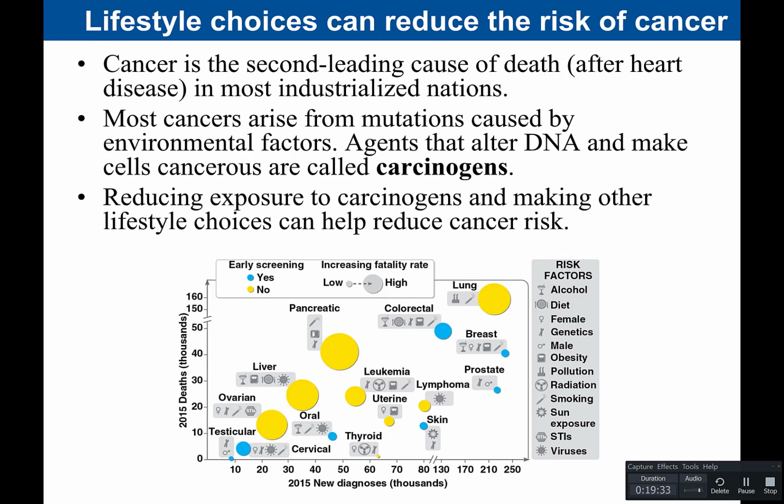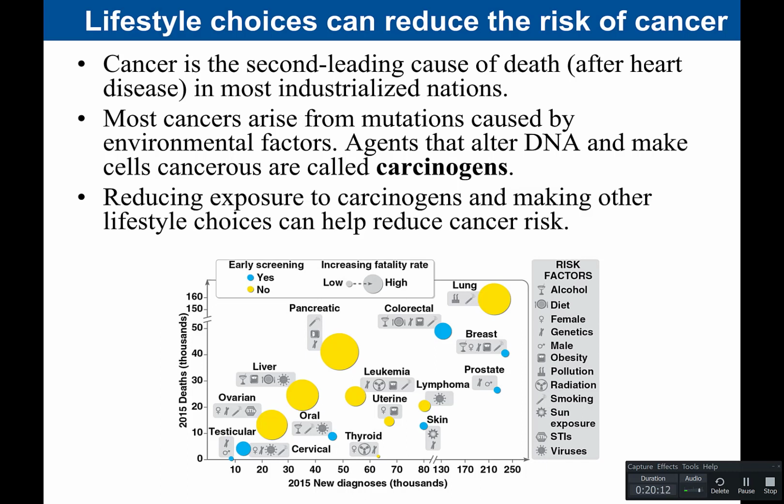So cancer is the second leading cause of death after heart disease in most industrialized nations. Most cancers arise from mutations caused by environmental factors. Agents that alter DNA and make cells cancerous are referred to as carcinogens. So these carcinogens are more likely to mutate DNA, and mutations in DNA are what lead to cancer. And so reducing exposure to these carcinogens and making other lifestyle choices can help reduce the risk of cancer.